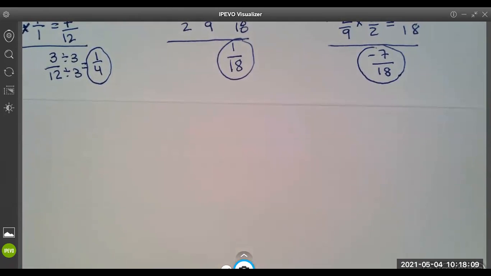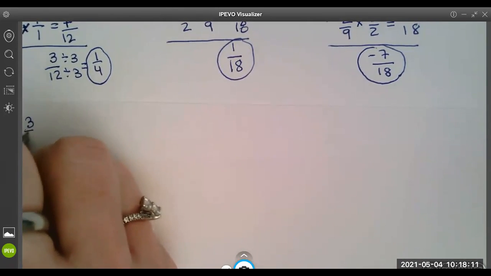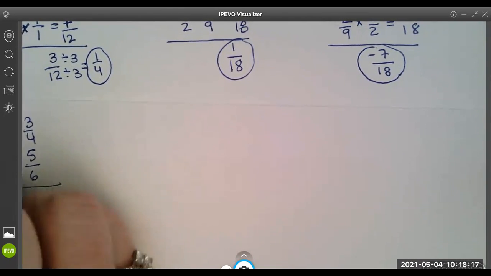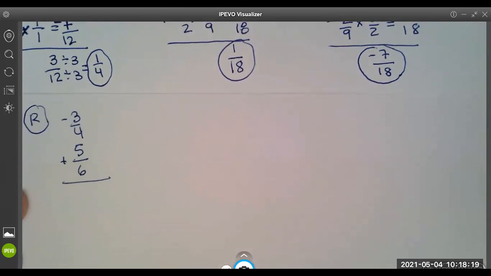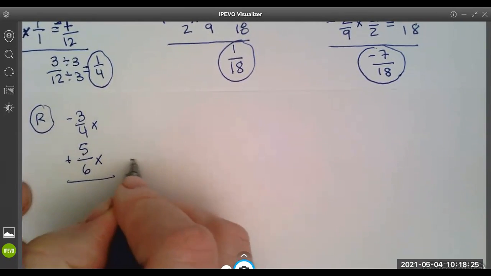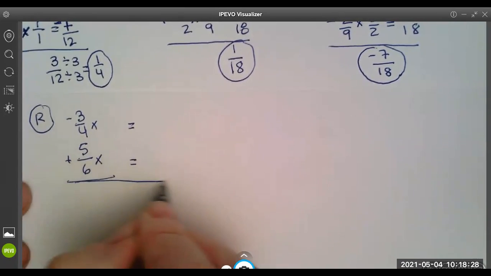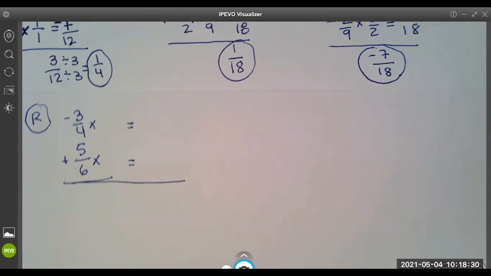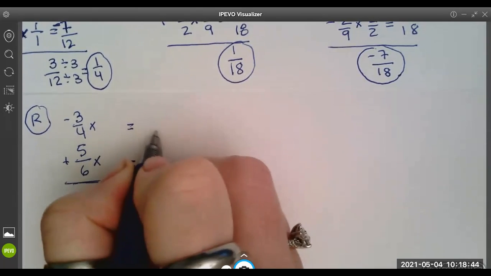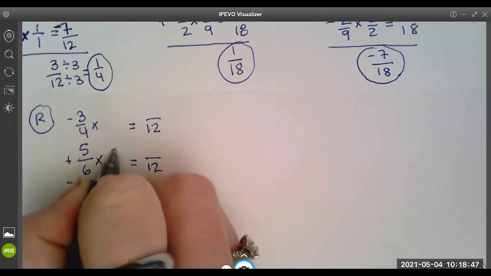We have R to do, right? -3/4 and 5/6. I'll fix it in a second. +5/6. Okay. Can 4 divide into 6? No. 6 times 2? Always take the bigger one. 6 times 2 is what? Does 4 go into that one? Okay, so our target is 12 and we got there by 6 times 2.